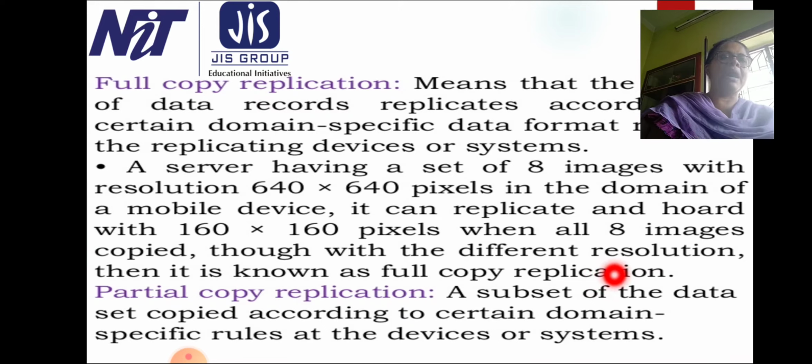Another is partial copy replication. A subset of the data set is copied according to certain domain specific rules at the devices or systems.